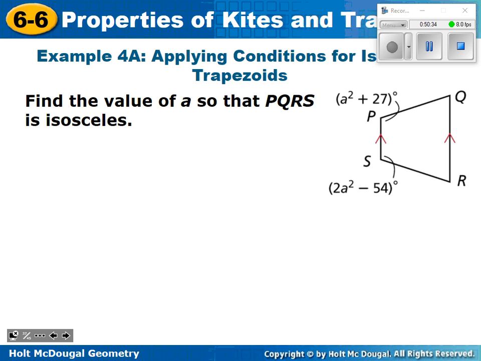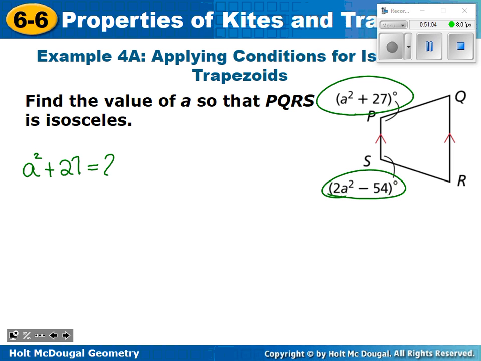Okay, what shape do we have here? Just a trapezoid, right? One pair of parallel sides, no legs are marked congruent. It says find the value of A so that it would be an isosceles trapezoid. So what has to be true about these two consecutive base angles if it is an isosceles trapezoid? Okay, they need to be congruent. So they want us to find the value of A that would make them congruent, so we're going to set them equal to each other. A squared plus 27 should equal 2A squared minus 54.